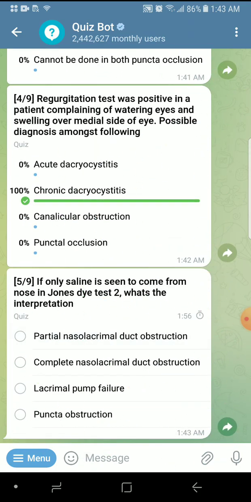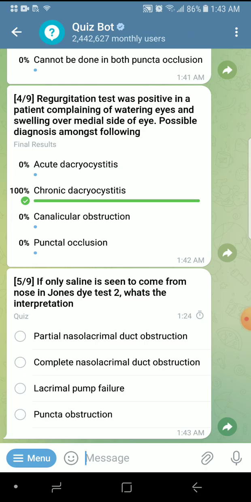Now, Jones test 1 means you put a dye over the eye and wait for 5 minutes to see whether the dye is coming into the nose or not. Now, if the dye is not coming, that is Jones test 1 negative. You flush with saline and see whether the saline and dye are coming or not. Now, if there is a partial NLD obstruction, you can break the obstruction with the saline force, which is directly into the canaliculi. So saline and dye both will come. Both will come in partial NLD obstruction. In complete NLD obstruction, neither saline nor dye will come.